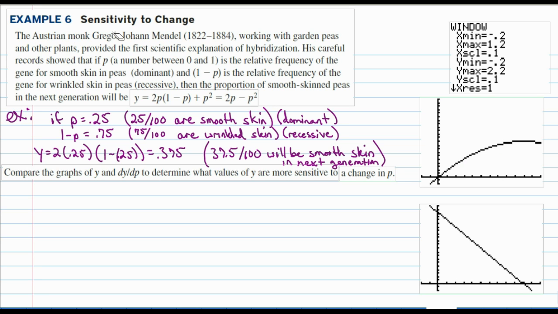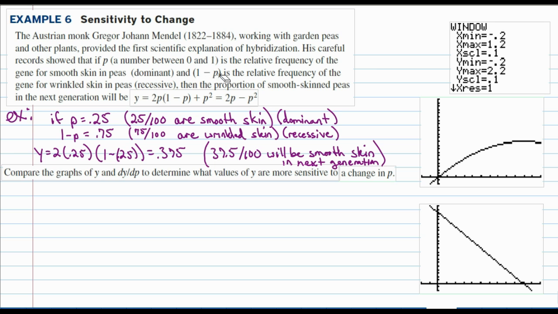The Austrian monk Gregor Johann Mendel, whom you may have heard of before, working with garden peas and other plants, provided the first scientific explanation of hybridization. His careful records show that if p, a number between 0 and 1, is the relative frequency of the gene for smooth skin peas, so I assign that 0.25, in other words 25 out of 100 are smooth skin peas, and that's our dominant gene.